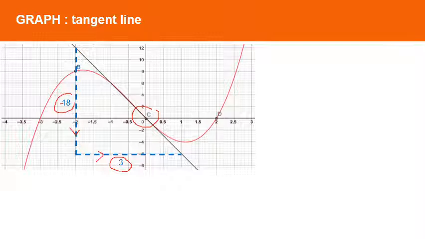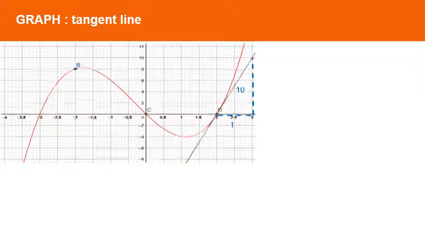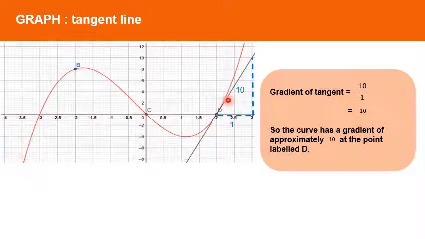So the change in the y value will be negative 18, and the change in the x value will be 3. That's why the gradient will be negative 18 divided by 3. So the gradient will be negative 6. Now let us go to the point D.